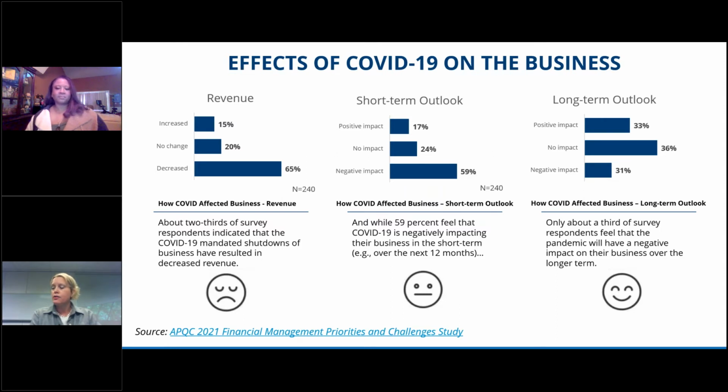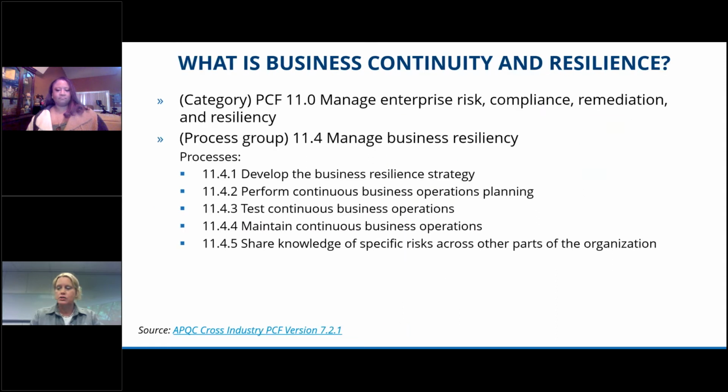And furthermore, another third said that they feel like the long-term outlook is actually positive as a result, perhaps, of some of the changes that they've made over the past year. But one thing I would say is that this data reminds us that it's never too late to learn something new about business continuity and resiliency. These should be pervasive topics and processes that we pay attention to all the time, not just when things are dire or when they're in turmoil or when we have a doozy year, as I mentioned earlier.